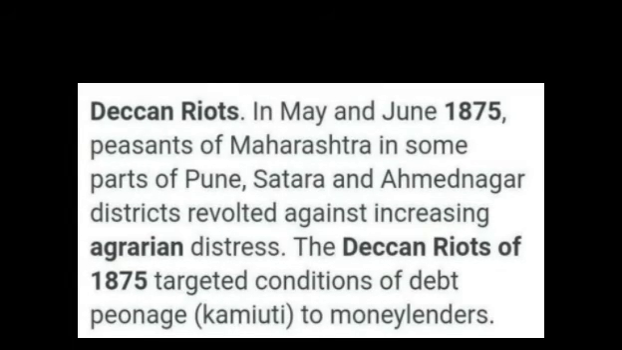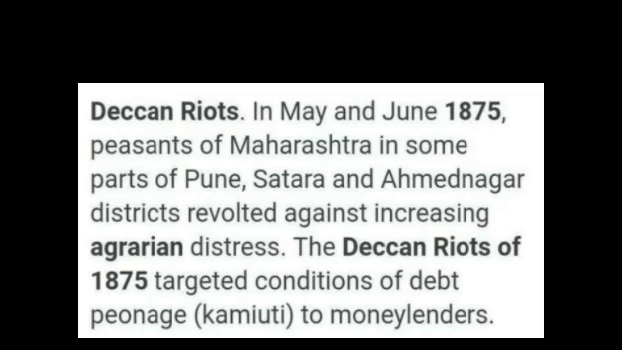Again, similar cases of riots were reported from close to 30 villages in Pune and Ahmednagar. The rioting was directed mostly at the Gujarati moneylenders.